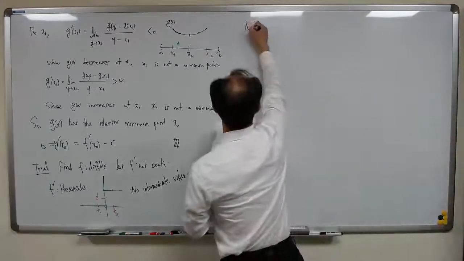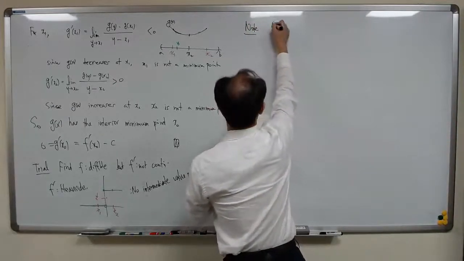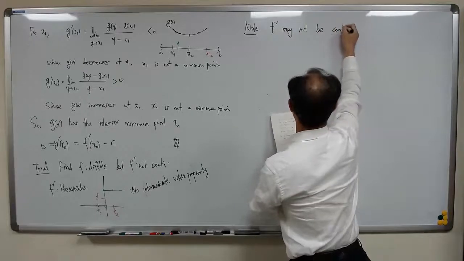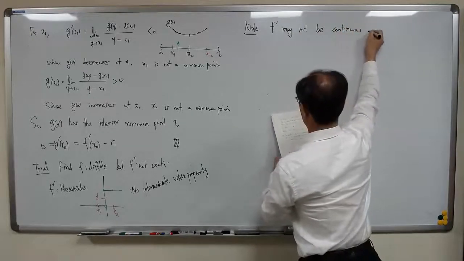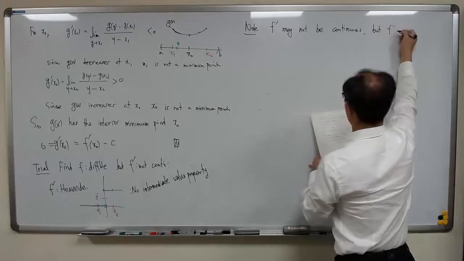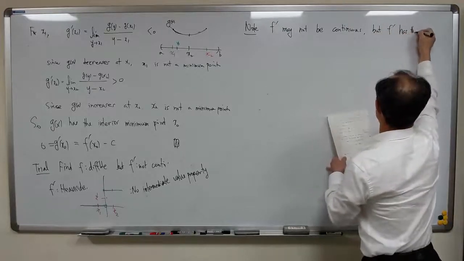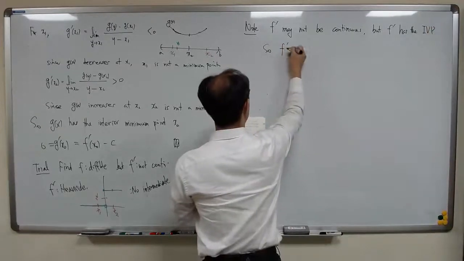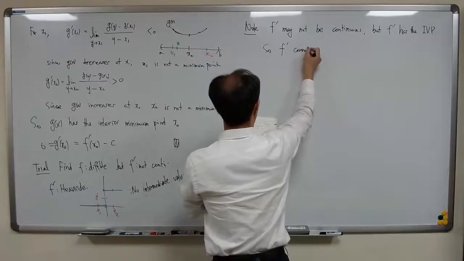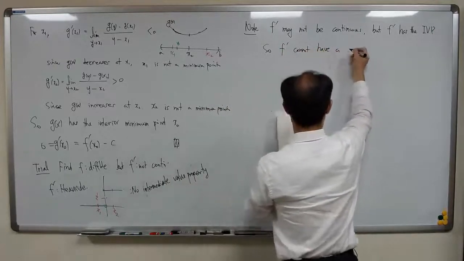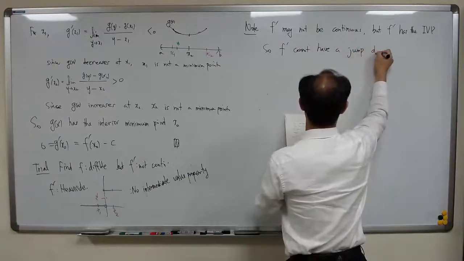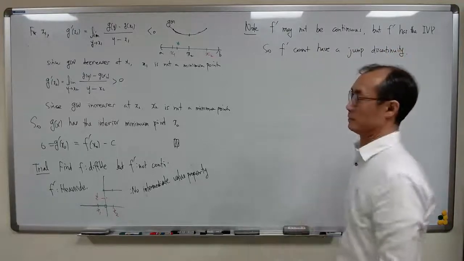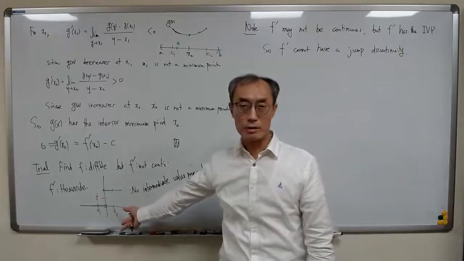Well, f prime may not be continuous, but f prime has the intermediate value property. So f prime cannot have a jump discontinuity. Okay, that's why this trial was not successful.